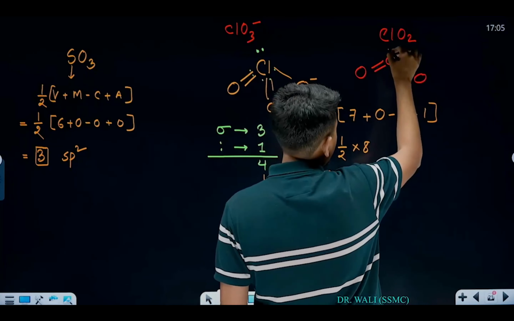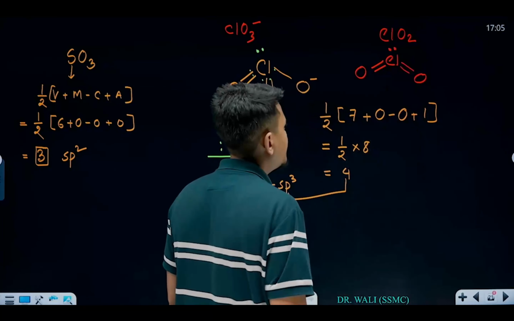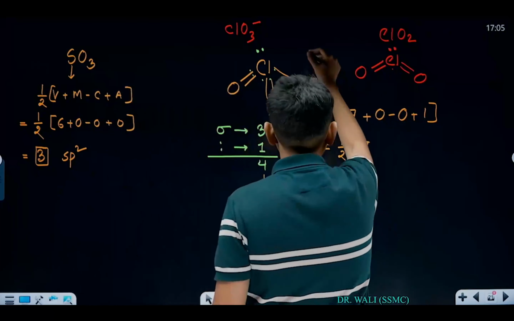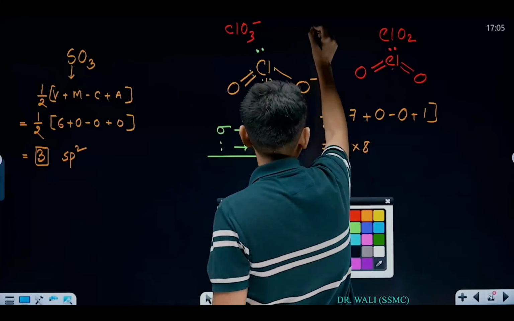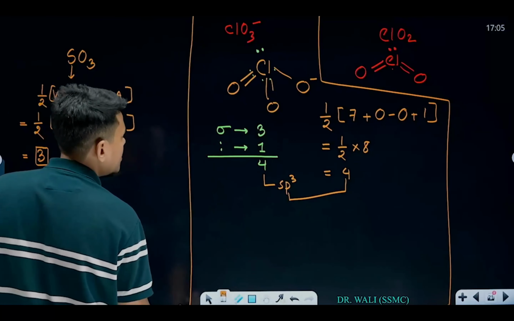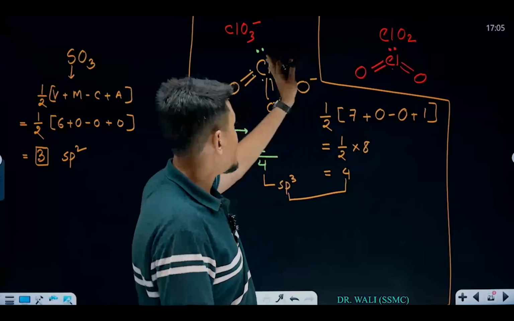1, 2, 3, 4, 5, 6, and here is 7. So let's see the number of... I have determined the hybridization for this. Okay, this is for chlorite. Now, this is for chlorate, this is for chlorite.